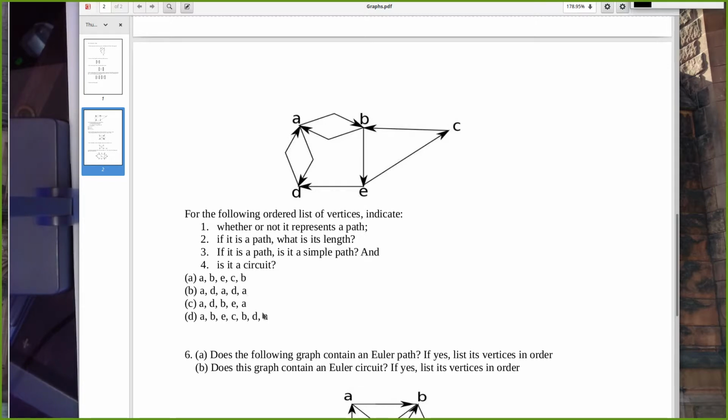I'm not going to ask you these questions. I'm going to ask you about Euler paths and Hamilton paths on the exam. But these get into kind of non-standard terminology.